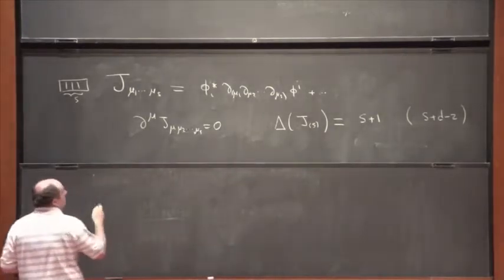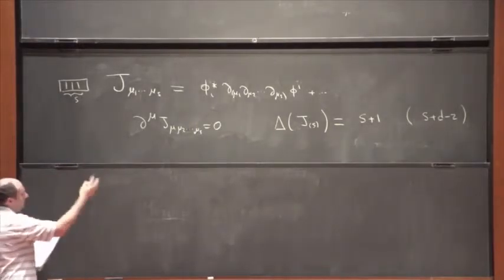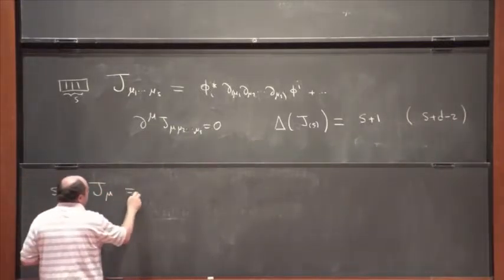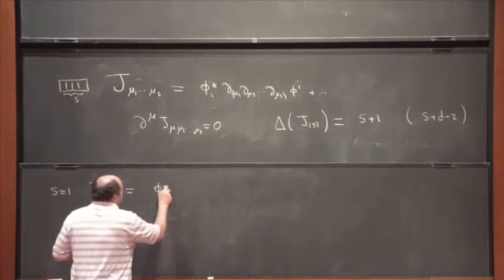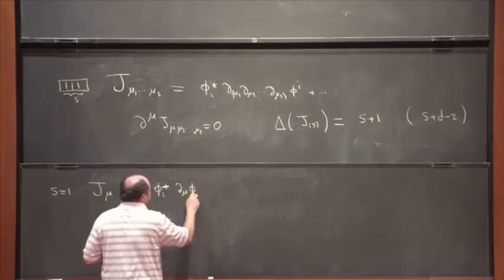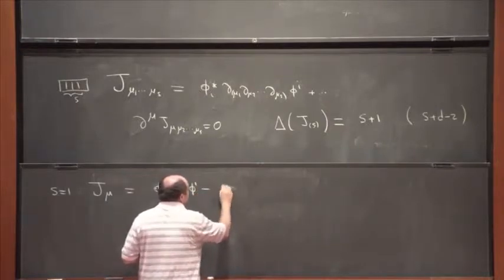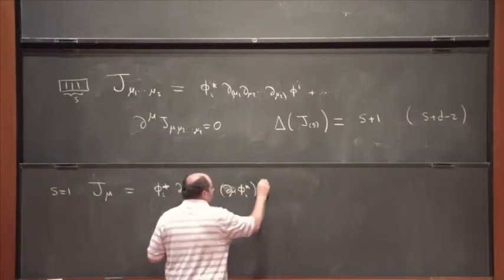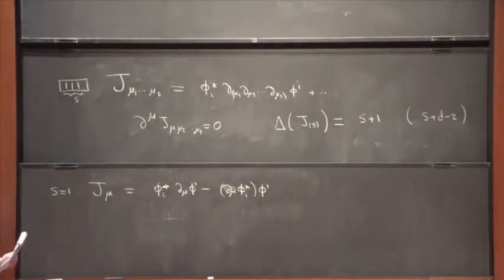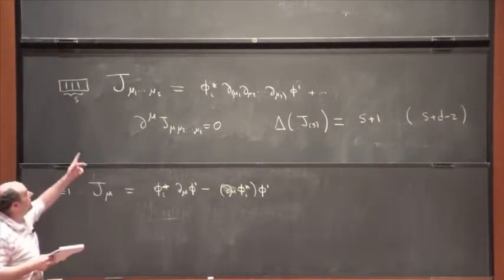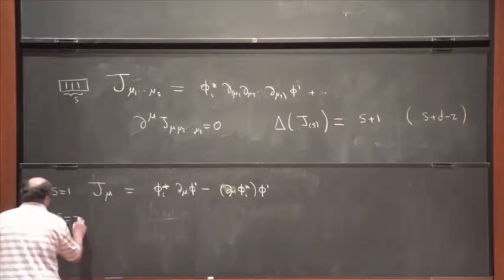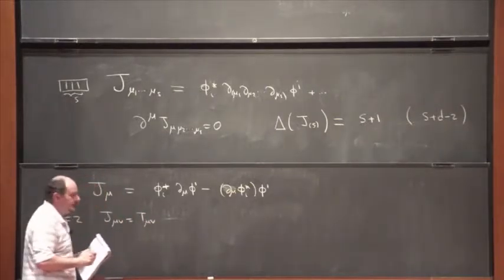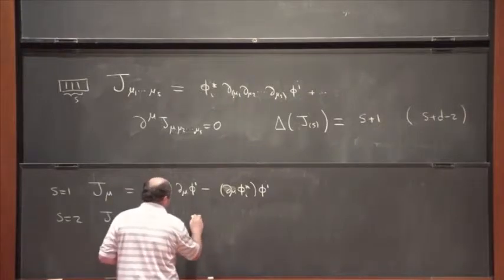Okay, so for instance, examples of these currents for spin 1 and 2 are very familiar. For spin 1, this is just the usual U(1) current, the usual expression you're all familiar with, which follows from the U(1) invariance of this action. And for s equal 2, J mu nu is just the stress tensor of this CFT, which has the following explicit expression.